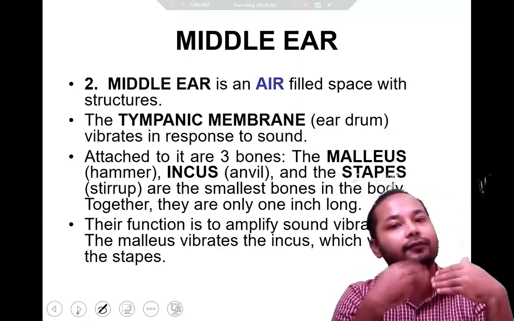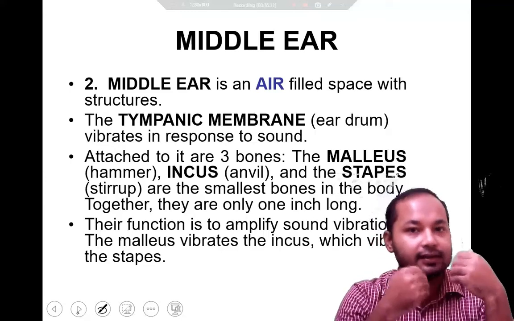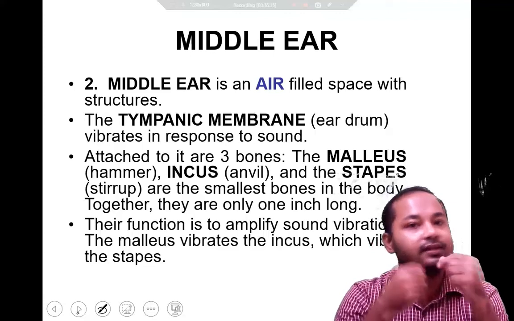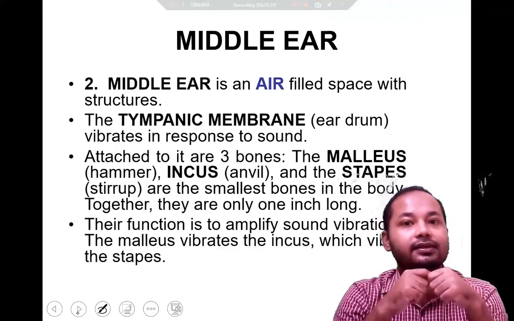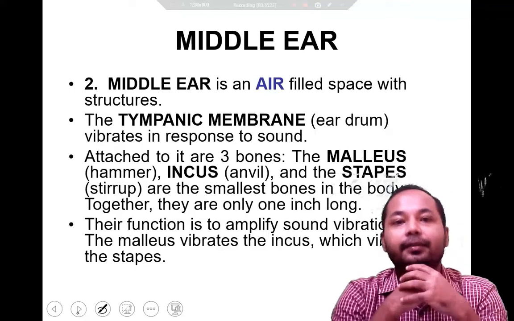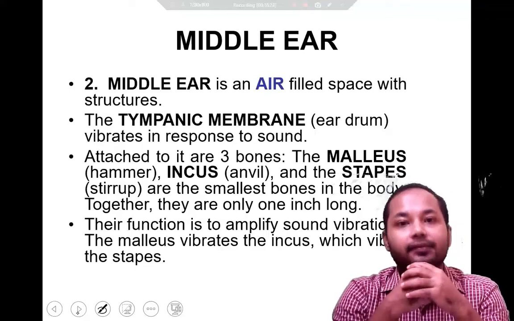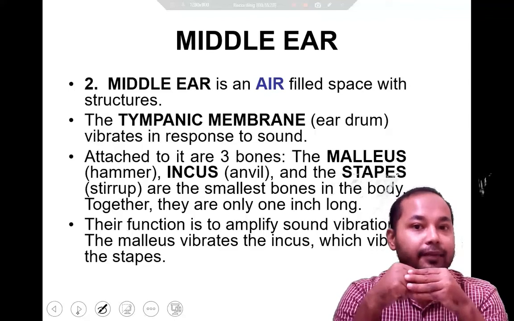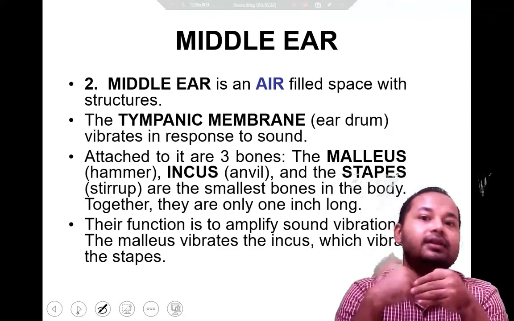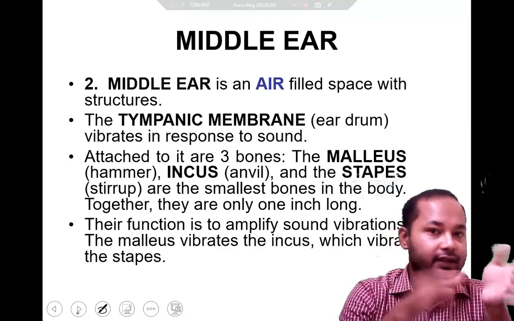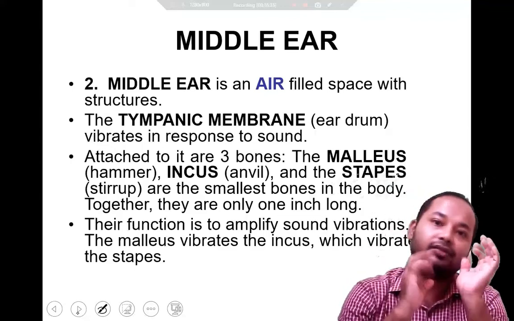And after the malleus, there is the incus, and after the incus, there is another small ossicle which is called the stapes. And to the stapes, there is a muscle coming from the back side and attaching to it, and this is called the stapedius muscle. The malleus is attached to the tympanic membrane, and that's why that muscle is called tensor tympani, and the muscle attached to the stapes is called stapedius.